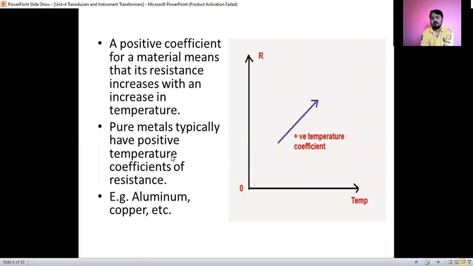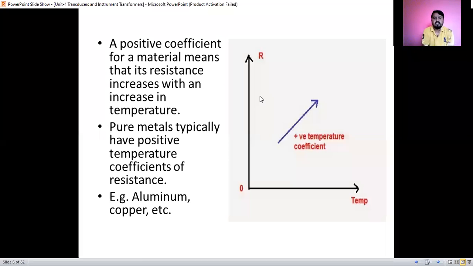When the temperature increases, resistance will also increase. Suppose in your house you are using copper wires. If the heat increases, the resistance will also increase over there. If the resistance increases, it is going to block the current. Resistance is inversely proportional to the current, yes or no? Yes, sir. So if the temperature increases, resistance will increase.